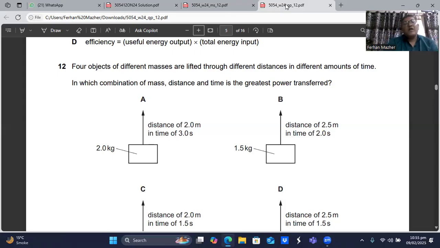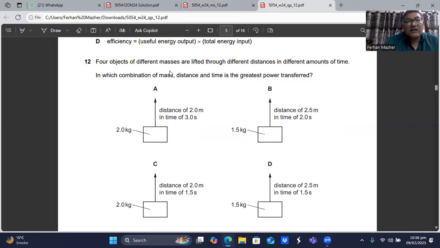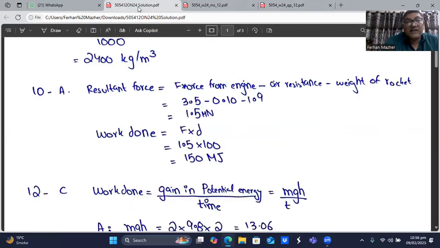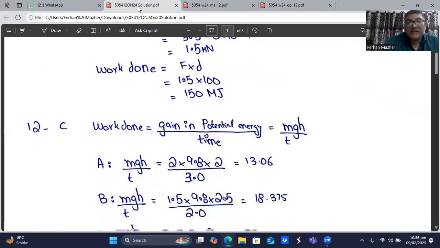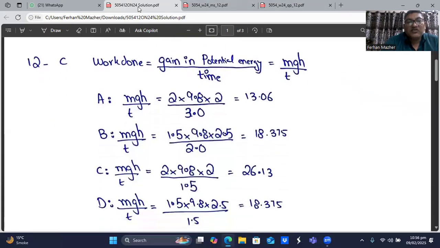Because they are going vertically upward, it will be the gain in the potential energy divided by time, mgh divided by time. So there are four cases given here. For each case, we will find out the power, which will be the gain in the gravitational potential energy divided by the time. So for each case, we will do this calculation. For A part, it will be 2 into 9.8 into 2 divided by 3, and that is 13.0 joules. For B part, it will be 1.5 multiplied 9.8 multiplied 2.5 divided by 2, and that is 8.375.